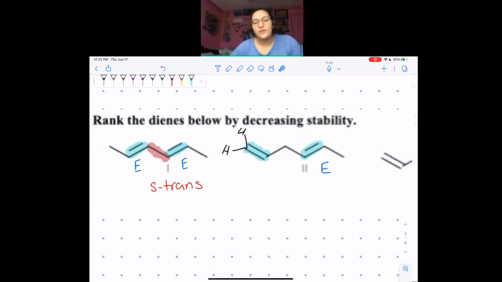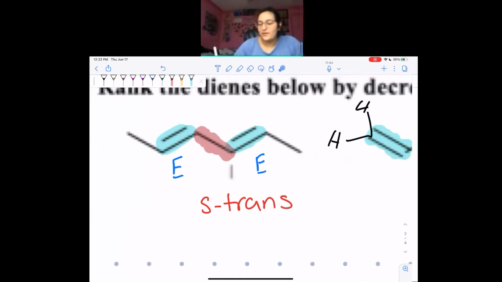Because if you orient it in your head, I know sometimes it's hard to see, but when we look at this single bond, and then we look at where the two double bonds are facing, they are facing opposite directions from one another. So that's why it's going to be trans, because they're facing opposite one another. And then we can think about it the same way for the double bond. When the single bonds are pointing opposite directions, we know that it's E.